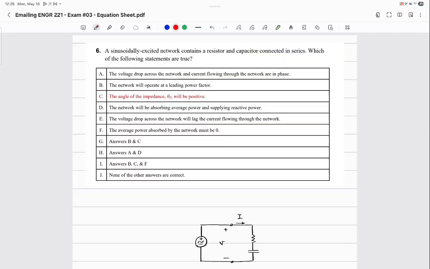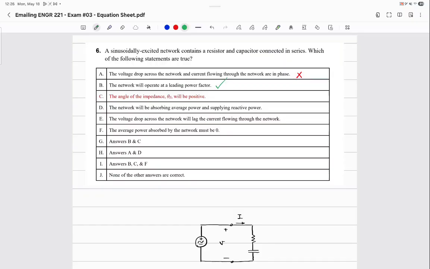Why not? In phase is only for a pure resistor, okay? So that is incorrect. The network will operate at the leading power factor. Is it false or correct? Capacitors have a negative angle, so it says leading. So is it correct or no? Correct.